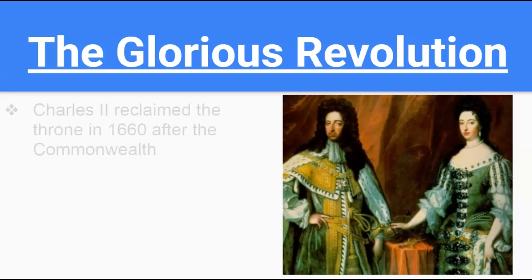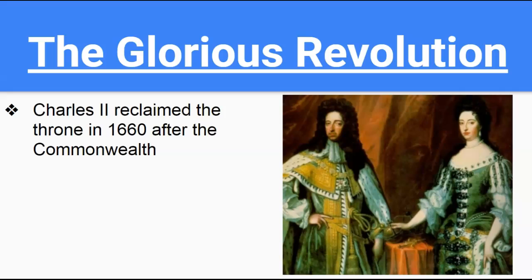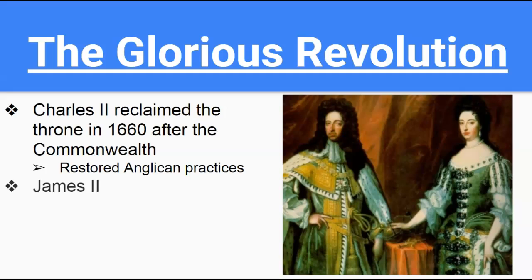So after the Commonwealth, 1660, Charles II. We had Charles I before the English Civil War. Later down the line, Charles II reclaims power after the Commonwealth and Oliver Cromwell, and that whole time period ends. So we're going back to a king. He restores some of the practices of the Anglican Church, no longer Puritan.